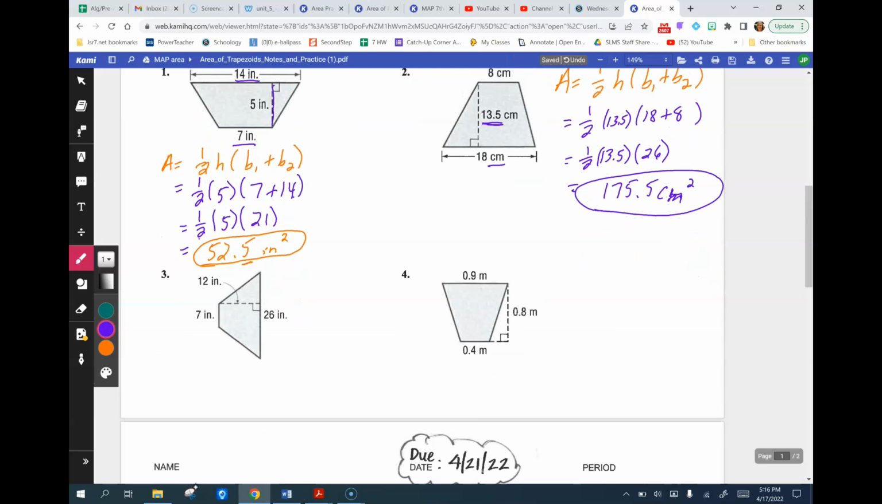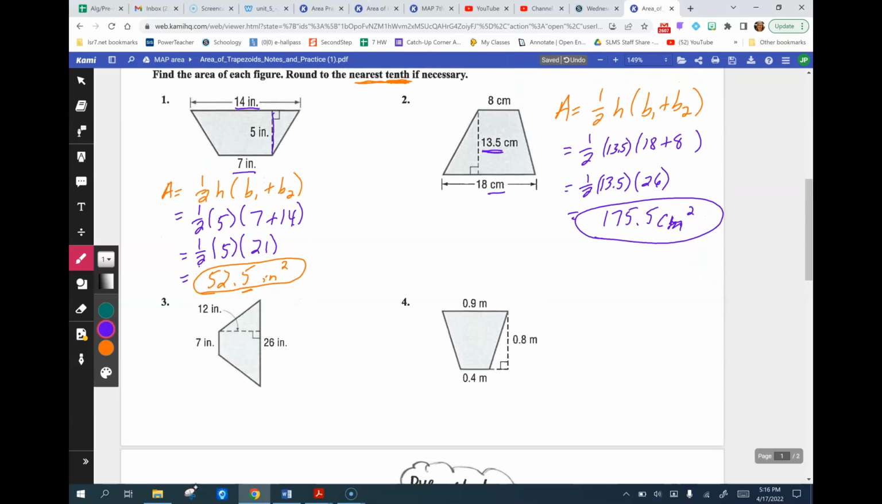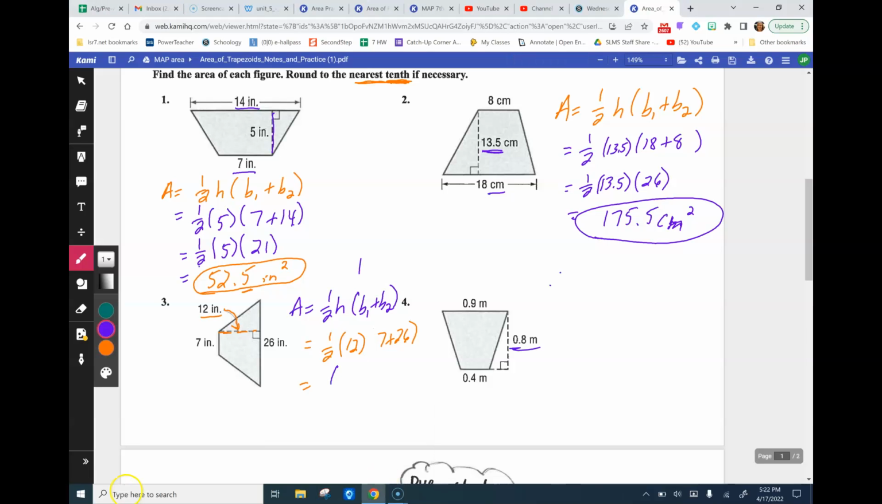Okay, pause yours. We're going to try the next one. Everybody go. So hopefully you wrote down 1/2 and you notice that the height here is 12. So your height is 12 and then your two bases are 7 and 26. Then we're going to take 6 times 7 plus 26, which is 33. And we get, I believe, 198. It is, so 198. And of course, don't forget to label inches squared.